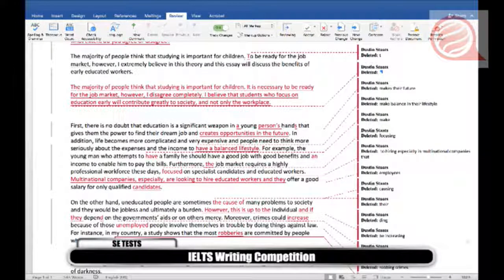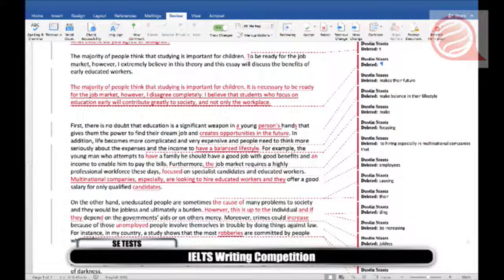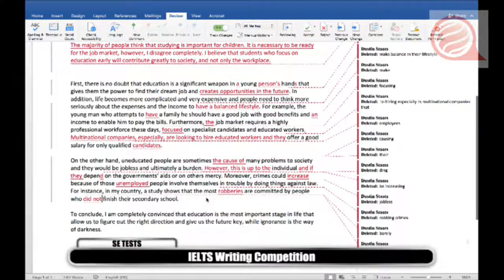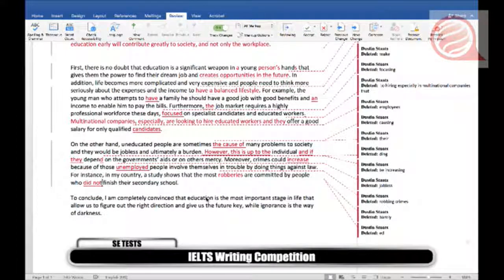Are committed by people who maybe did not. I'm not sure. You just have to be clear and you would have to say they did or did not. Okay, so maybe they just passed or they had low grades. Okay, are committed by people who finished their secondary school with low grades. You could say this, or who did not finish their secondary school. Just depends on what is true. Okay, and finally the last part.